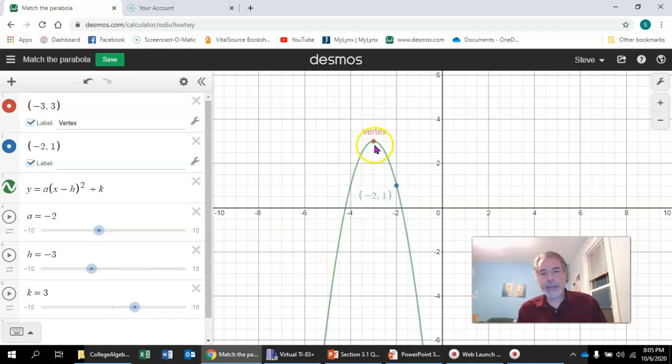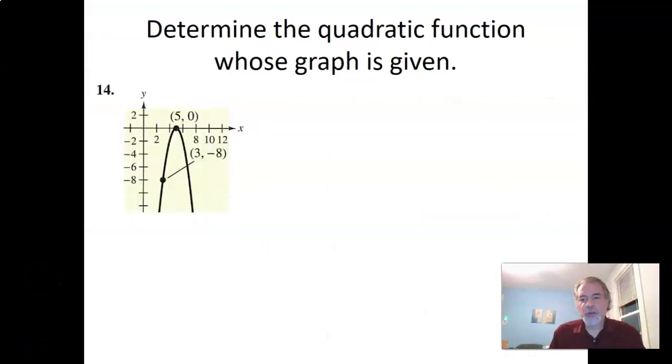There, that did it. And what a did it? That happened when a was negative 2. So if I want a parabola with a vertex here and another point here, a has to be negative 2, h has to be negative 3, and k has to be 3. Let's try one or two more of these to see if we've got the hang of it.